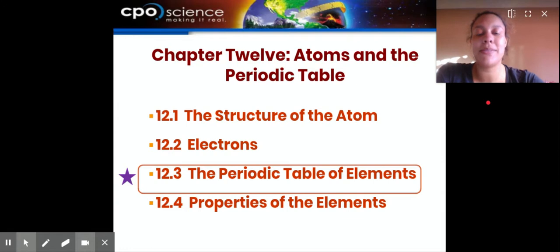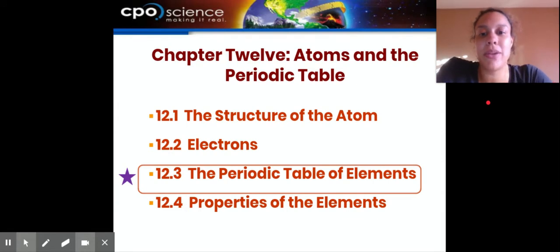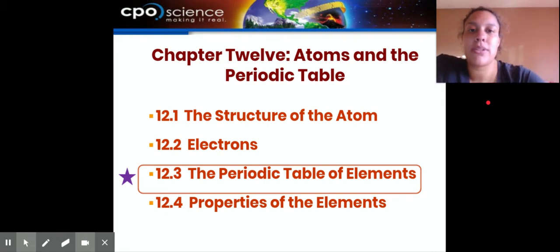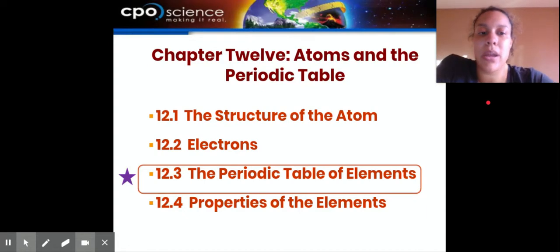Hello, everyone. This is Miss Peterson, and I am going to be going through 12.3 and 12.4 notes with you today. Yes, we're doing both sections together, so just be aware it's going to be a little bit longer of a lesson compared to what you have done in the past, but I tried to pare it down as much as I could to make it as simple as possible.